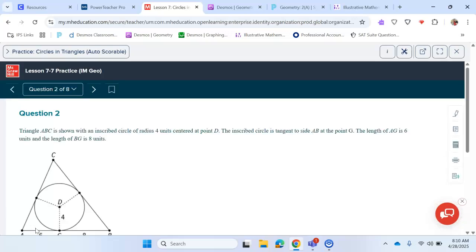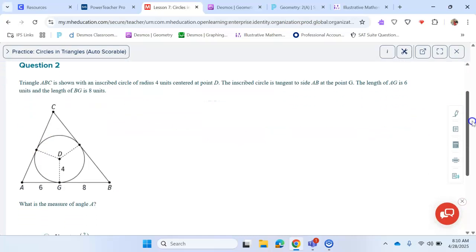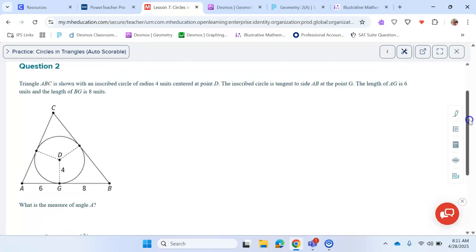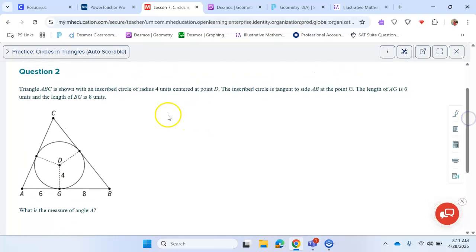Question 2. Triangle ABC is shown with an inscribed circle of radius 4 units, centered at point D. The inscribed circle is tangent to side AB at the point G. The length of AG is 6 units, and the length of BG is 8 units. What is the measure of angle A?